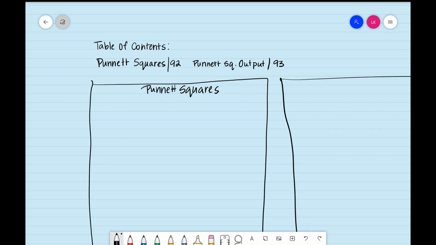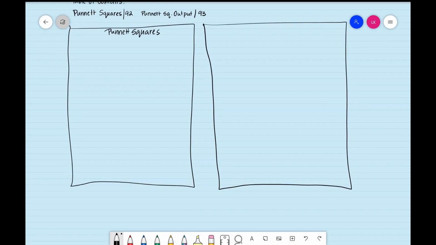Go ahead and update your table of contents. Punnett squares, page 92, and Punnett square output on page 93. Go ahead and label page 92 Punnett squares.